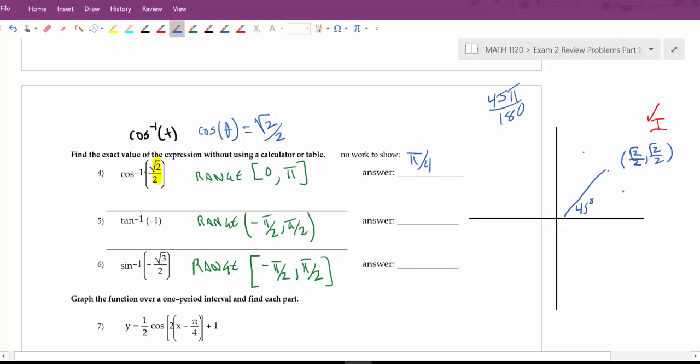Now, if I did this same problem, but it was the inverse cosine of negative square root of 2 over 2, then you would be over here with a 45-degree reference angle, so it would be 135. Okay. And then you could convert that to 3 pi over 4.